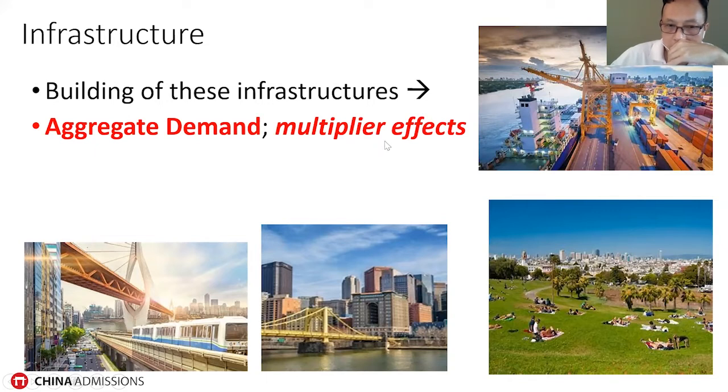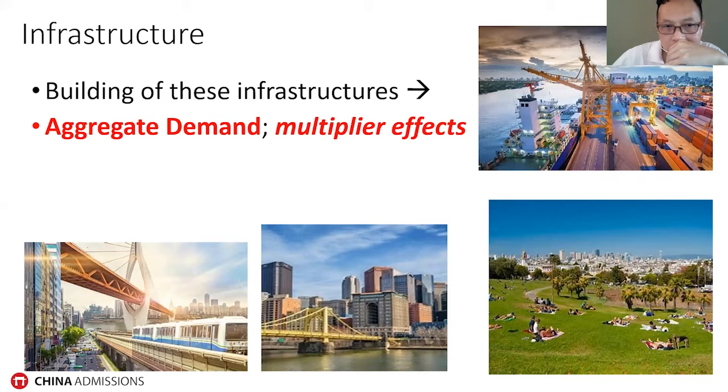Okay, what is the multiplier effect? An example would be like this: a person in the economy earns $1 in his salary. Of the $1, let's say he saves 10%. He saves 10 cents. The rest of his salary, the 90 cents that he earns, he would be spending.